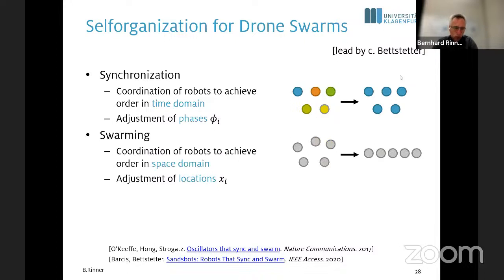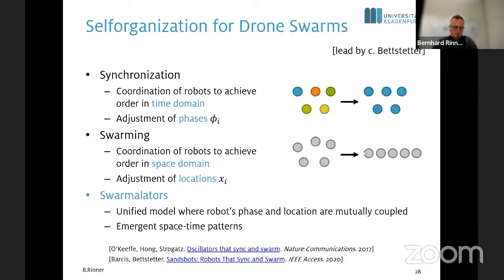When it comes to swarming, we are concerned about coordinating the movement or the location of the robots. So here we coordinate in the space domain. So what is shown here are positions of individual agents, and when we talk about swarming, we want to impose some simple rules about the spatial position, the locations of the drones, like in this linear pattern.